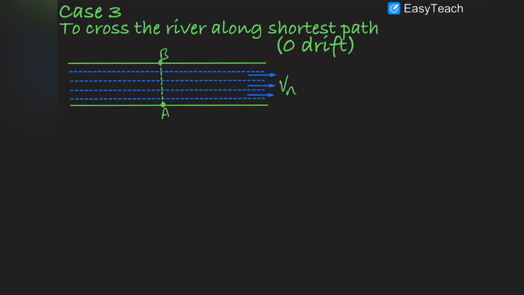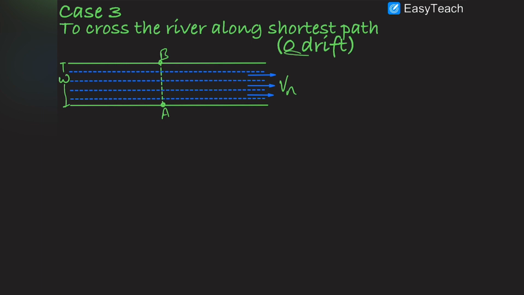Now let us move on to the third case. In this case, this observer needs to cross the river in the shortest path, which is AB. You can always imagine that the shortest possible path to cross the river is AB, the path perpendicular to the river flow. Okay, so this is a very simple case.